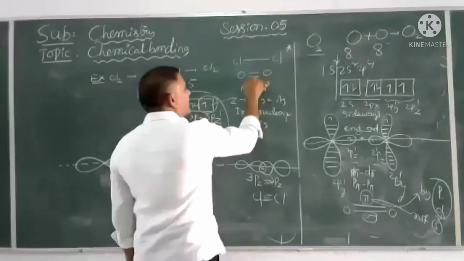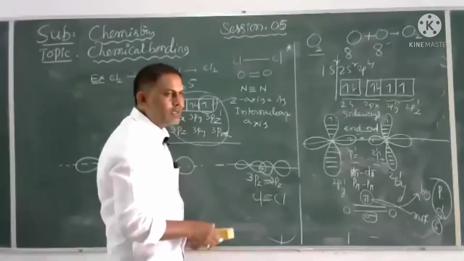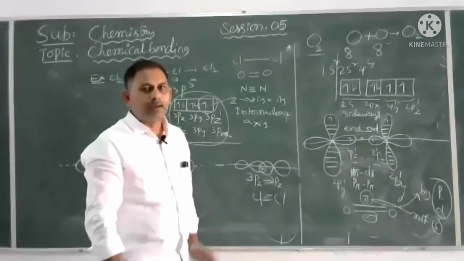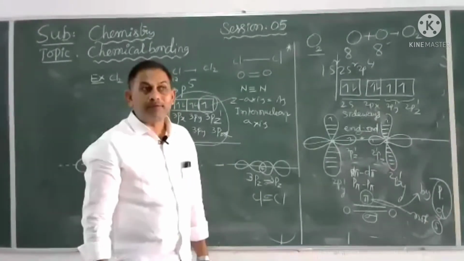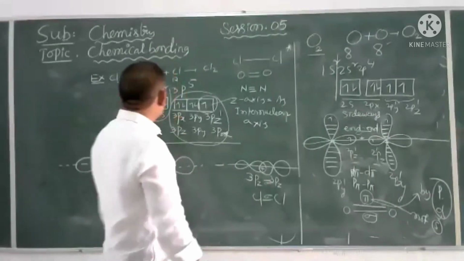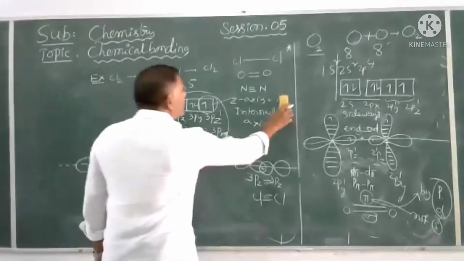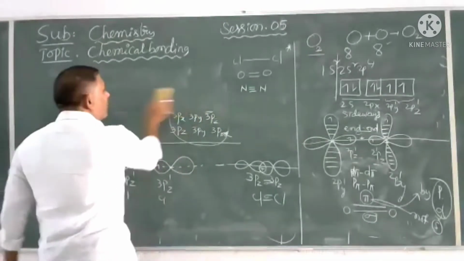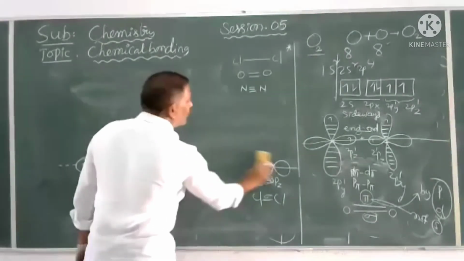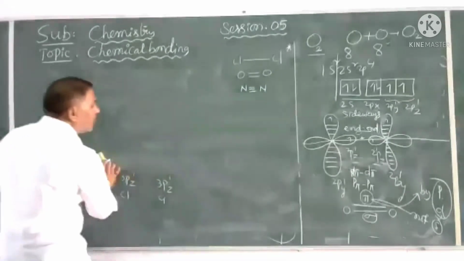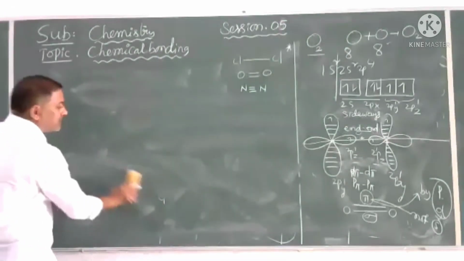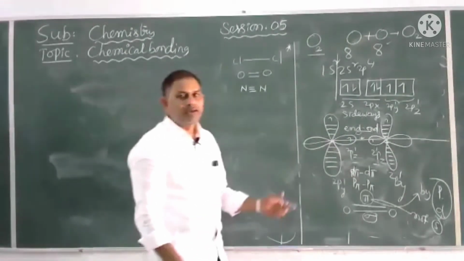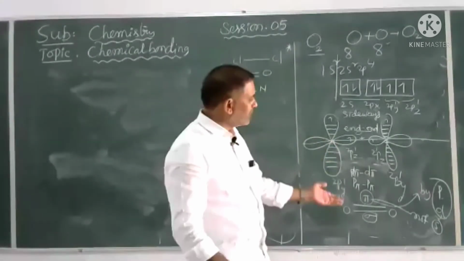So as the number of bonds increases, what happens? Bond length decreases, and bond enthalpy increases. That's why VB theory clearly explains the shape of the molecule and bond parameters like bond length, bond angle, and bond energies. Clear? Now, sigma bond and pi bond: its strength, and the differences between sigma and pi bond.